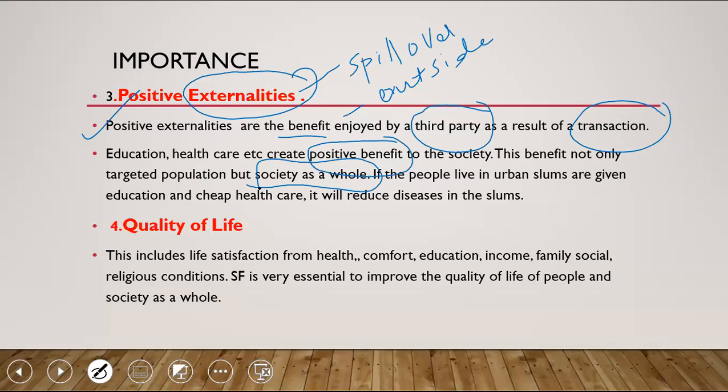If the people living in the urban slums are given education and cheap healthcare, it will reduce disease in the slums. This is very important because we know that Govandi, Mankhurd, today they have maximum slum pockets in Mumbai. M-Ward has the maximum slum pockets. So if your children get the best education and you get good health facilities, naturally you and your family will get the benefit. And once the diseases are reduced, automatically health is improved and productivity will also improve.